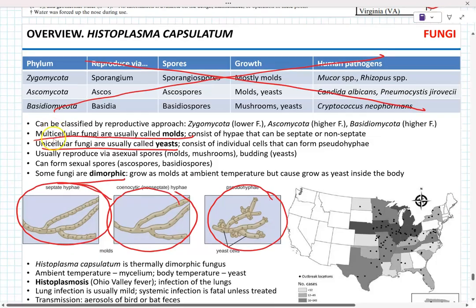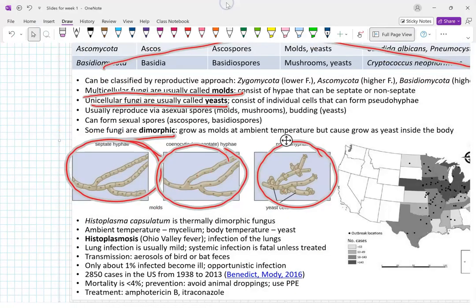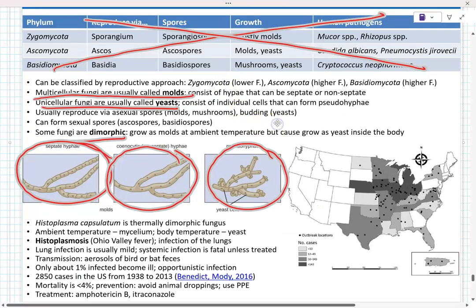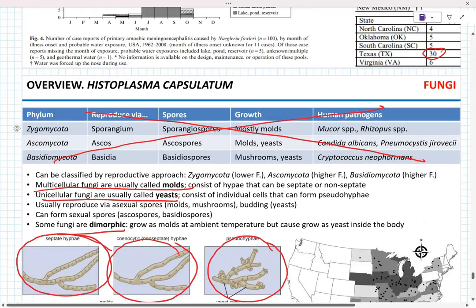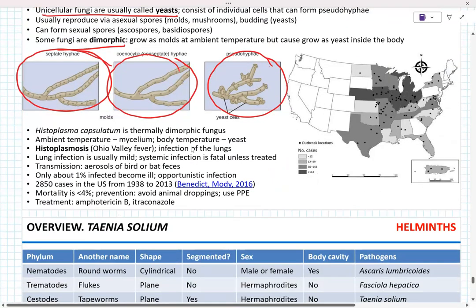Now, what about dimorphic fungi? At the ambient temperature, let's say 73, 74, dimorphic fungi grow as molds. When they get in the human body, though, which is much warmer, right, they start growing as yeast. A lot of pathogenic fungi are dimorphic. One of the examples is here.